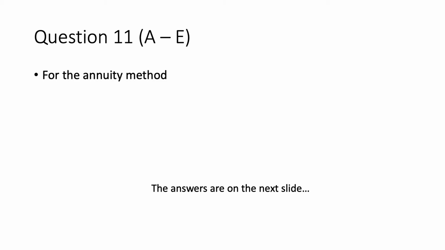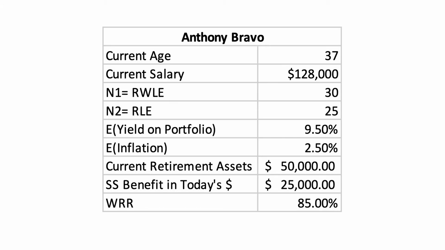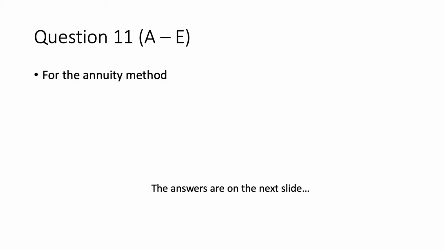So here's a question. Based on this information, he's 37, his salary is $128,000, N1 is 30. You can see what the information is. It's right there. You could go back to it. You could pause. Question 11, A through E, for the annuity method.